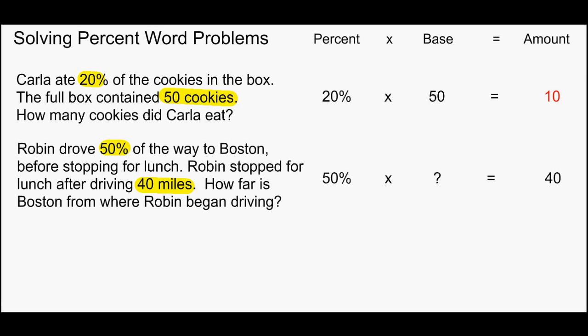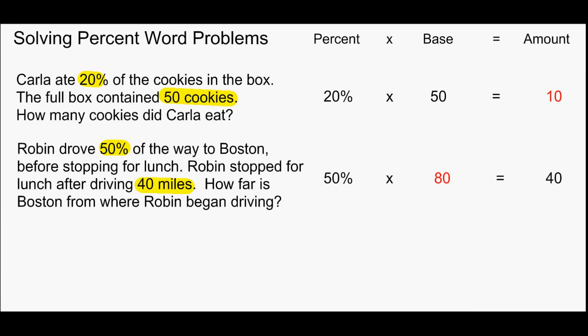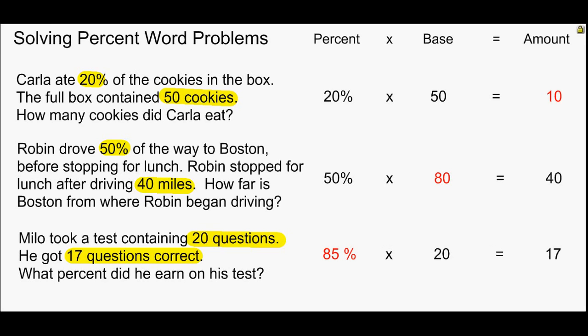In our next word problem, Robin drove 50% of the way to Boston before stopping for lunch. Robin stopped for lunch after driving 40 miles. How far is Boston from where Robin began driving? Here we have 50% times the base, which would represent the full distance to Boston, which we don't know. We do know that the 50% of that distance equals 40 miles. We will solve using division. 40 divided by the decimal form of 50% equals 80. The full distance for Robin's drive will be 80 miles.